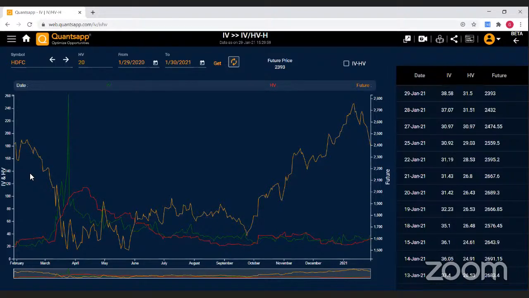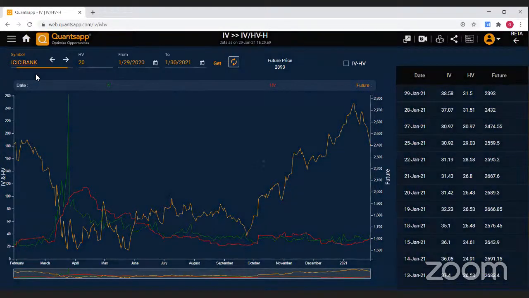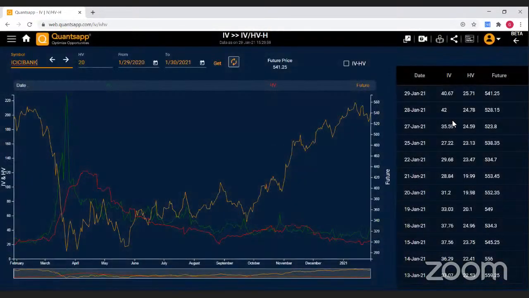Now suppose let's take ICICI Bank that we have taken for the example. ICICI Bank is announcing the result today, and previously it announced on 31st of October. Now you might see in the last 5 trading sessions, the IV of 30 has almost increased by 33%, and now the IV is at around 40 level.